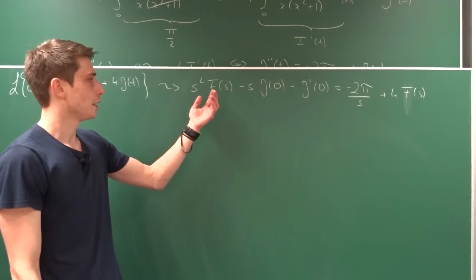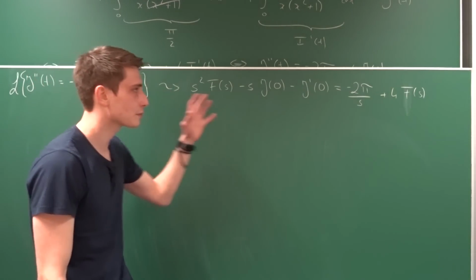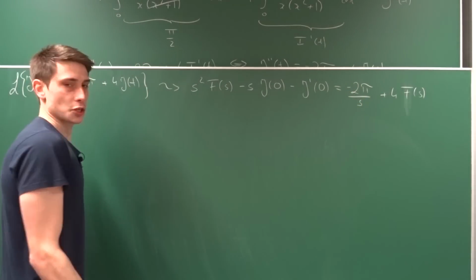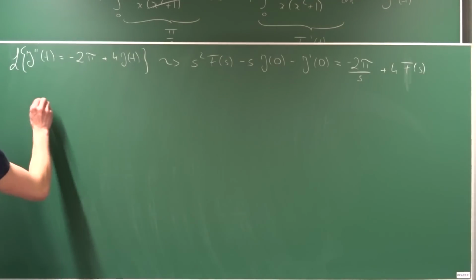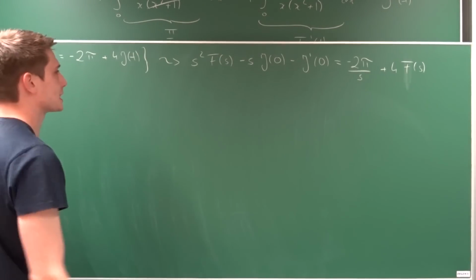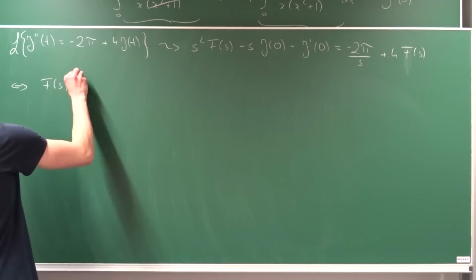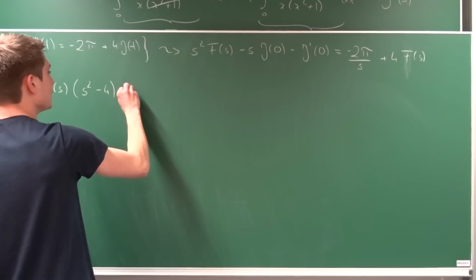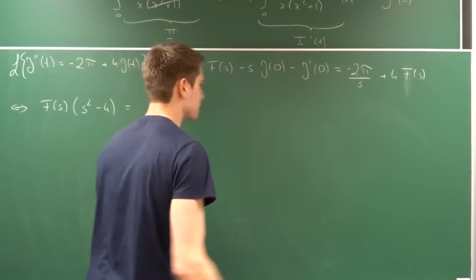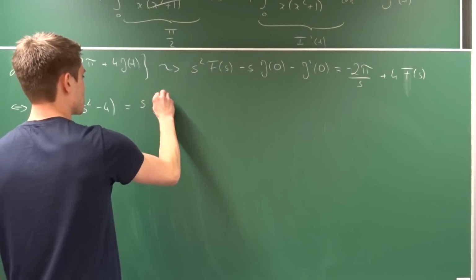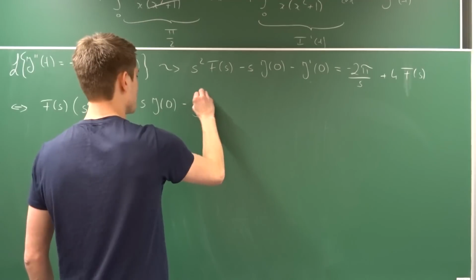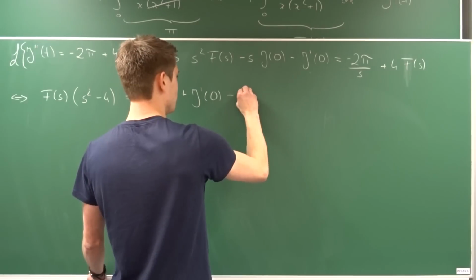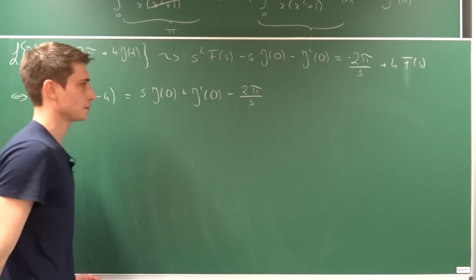And now we want to bring F of s to one side and all the other chunk to the other side, and then we want to use the inverse Laplace transform on everything. So we have to do some algebra. So what do we end up with? That's equivalent to saying we have F of s, and this times s squared, we are bringing this minus 4 to the other side, and on this side we are adding this to both sides, so we are getting s times J of 0, and then positive J prime of 0, I'm sorry, and then negative 2 times pi over s.